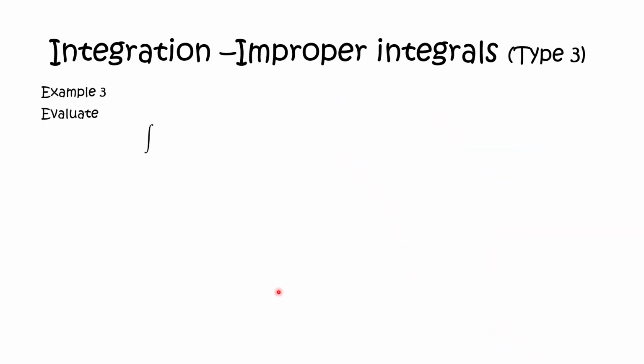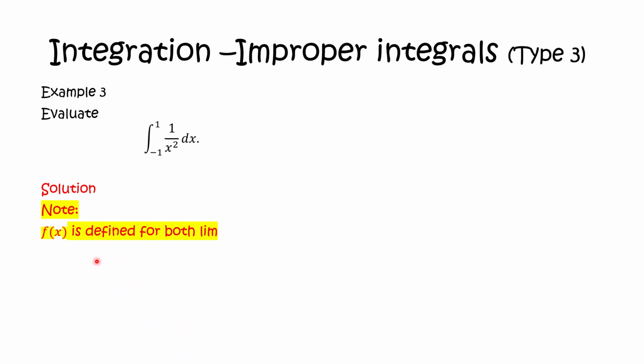Let's look at an example. Evaluate the integral from minus 1 to positive 1 of 1 over x squared dx. For the solution, we note f of x is defined for both limits, minus 1 and 1. However, at 0, which lies in between the minus 1 and the 1, f of x is not defined because we cannot divide by 0. So c is equal to 0 in this case, and we have an improper integral of type 3.